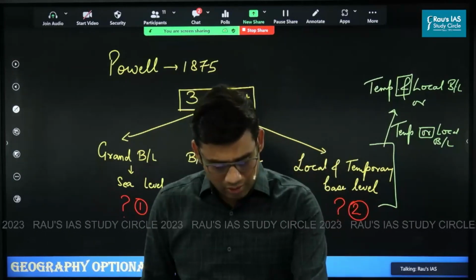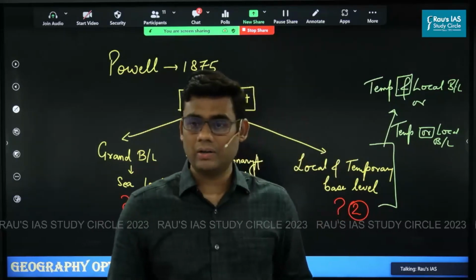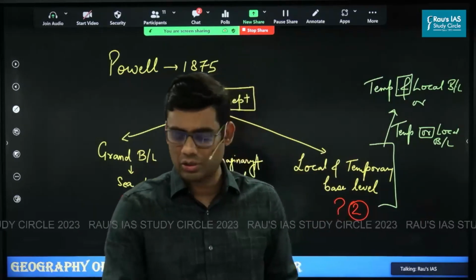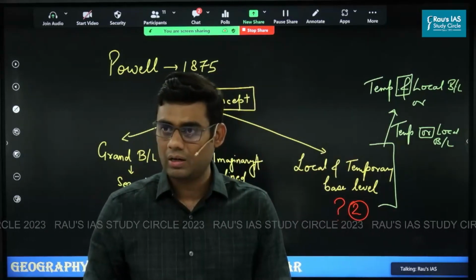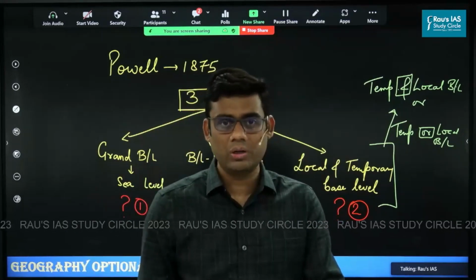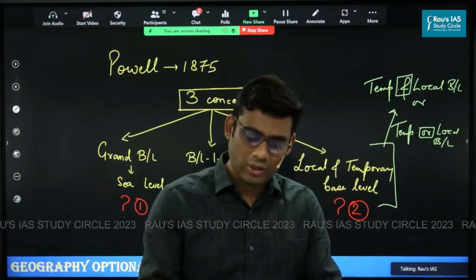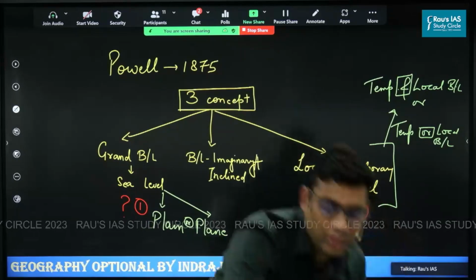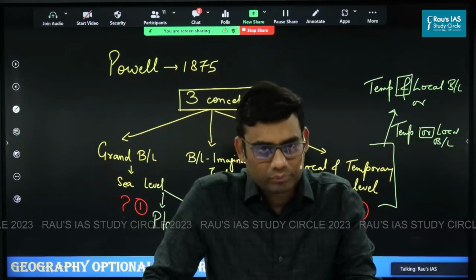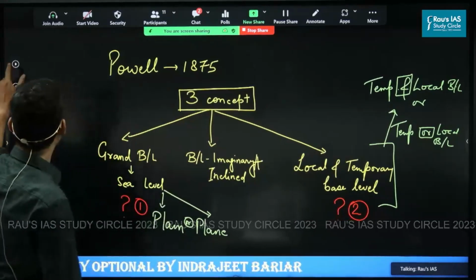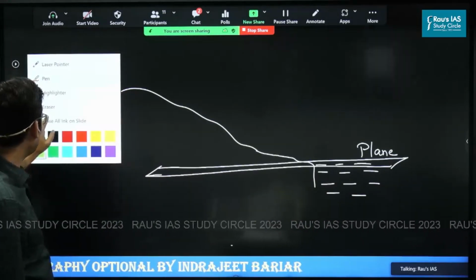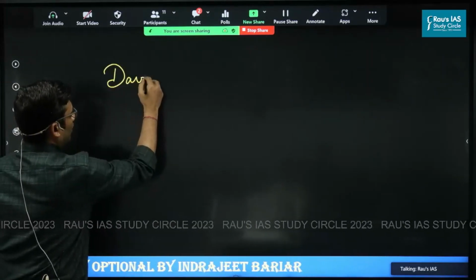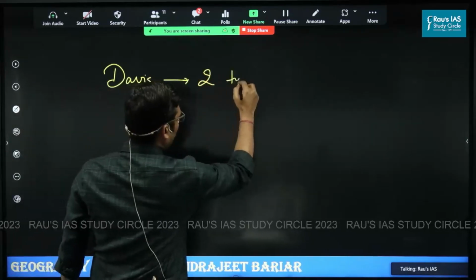And Davis says they are one and the same. Whatever the local base levels are, he says they are temporary in nature, and therefore eventually they are going to be destroyed. So every local base level is a temporary base level, and so eventually it is going to be destroyed. On the other hand, another geographer, Mallet. So first, let's say Davis. Davis talks about two types of base level.